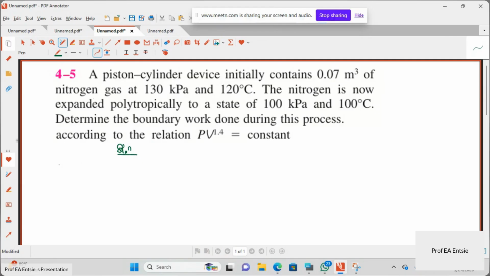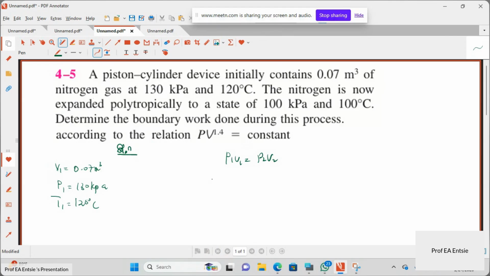you see that the initial volume V1 is 0.07 meters cube. The initial pressure is 130 kilopascal. The initial temperature is 120 degrees Celsius. So you cannot use P1 V1 equals P2 V2 because they didn't tell us that the temperature is constant. Right? You cannot use Charles' law.